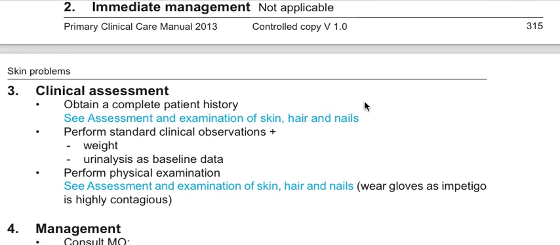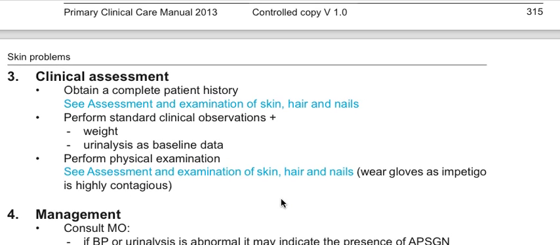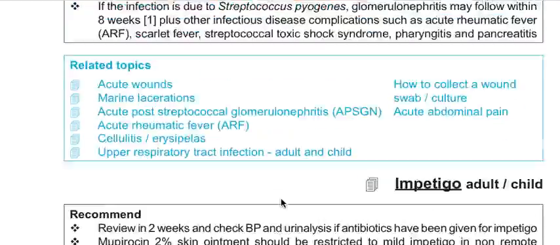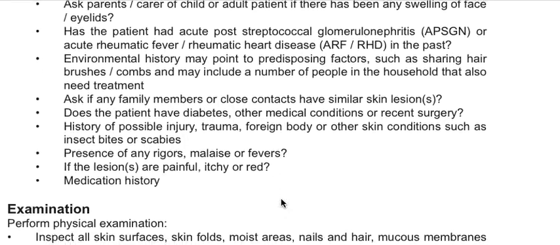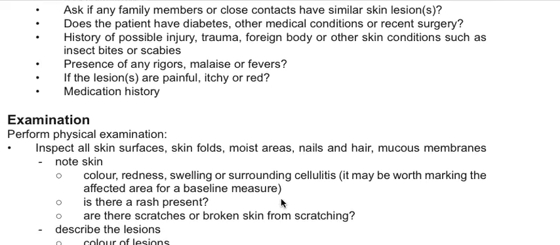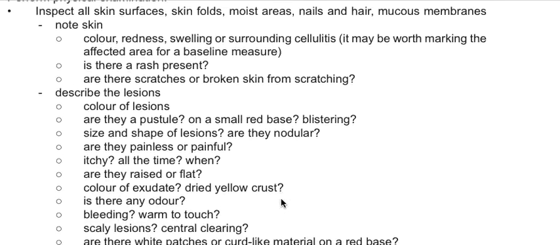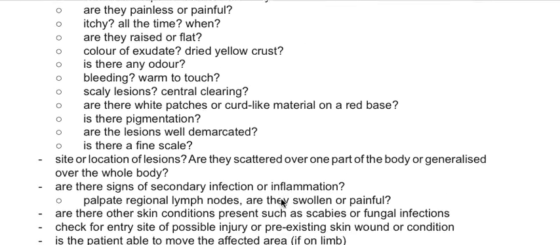You want to get a complete patient history, and this is something discussed earlier in this section of the PCCM. Standard obs, weight, urinalysis as baseline data, maybe for evaluation of any further post-acute strep glomerulonephritis, physical exam, and you want to see the assessment examination of skin, hair and nails, which is listed up here. We can just read through quickly here. Essentially everything.